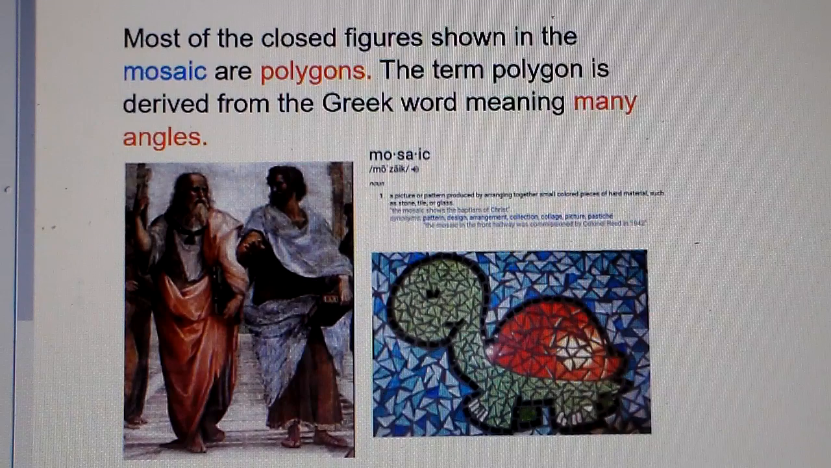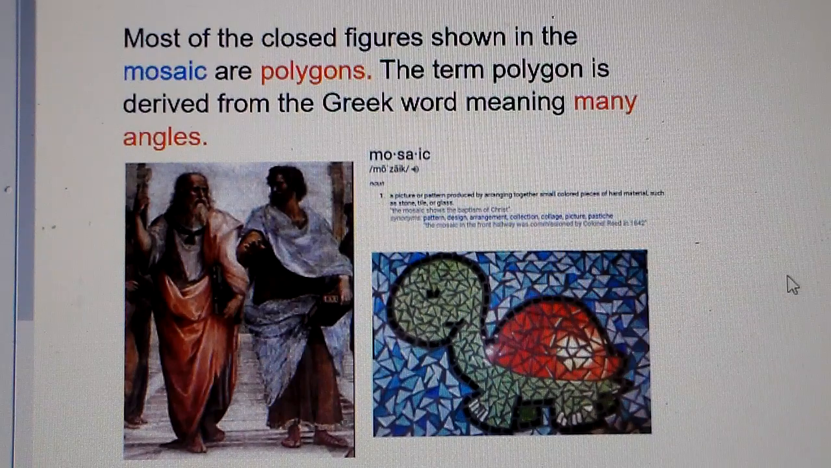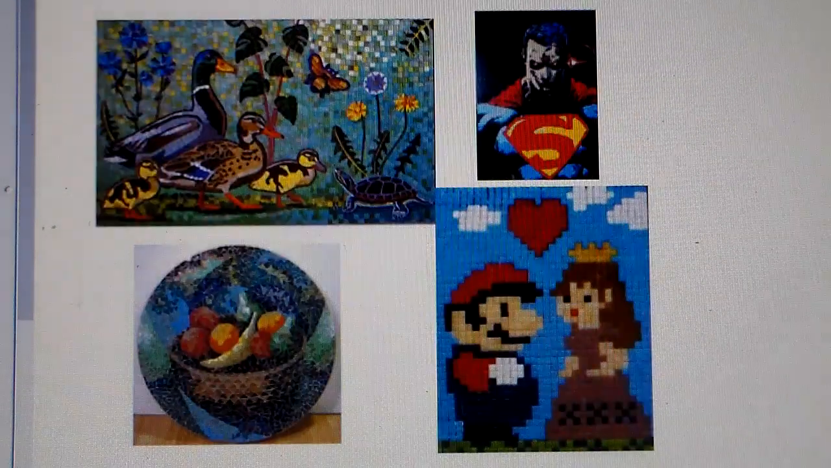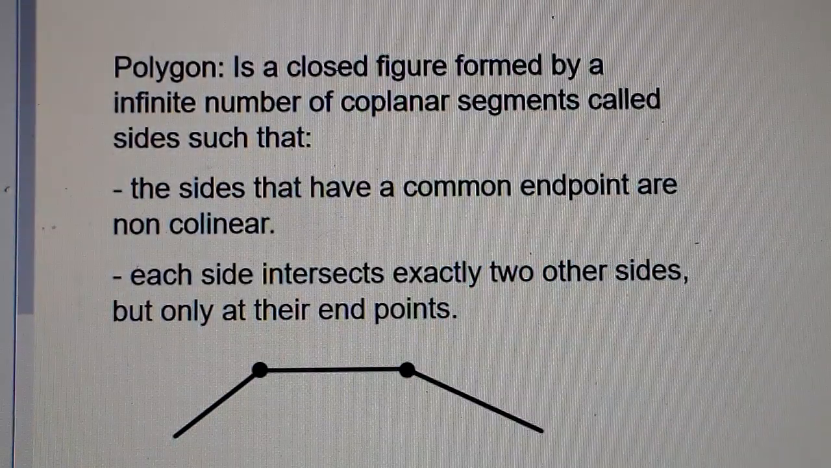So some history. Most of the closed figures shown in the Mosaic time periods are polygons. Back in the day, a lot of those glass structures that you might see around in your life, where it's a bunch of triangles and polygons and other shapes put together via glass, are typical of the Mosaic times. You see a lot of that stuff being built. The term polygon is derived from the Greek word meaning many angles. Here are some more pictures of these many-angle figures.